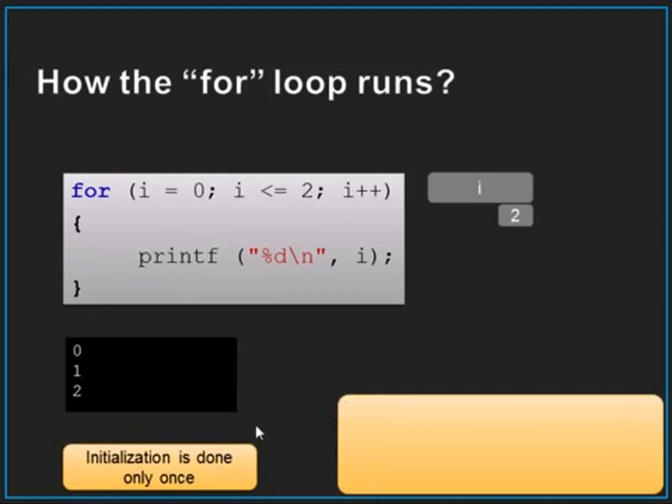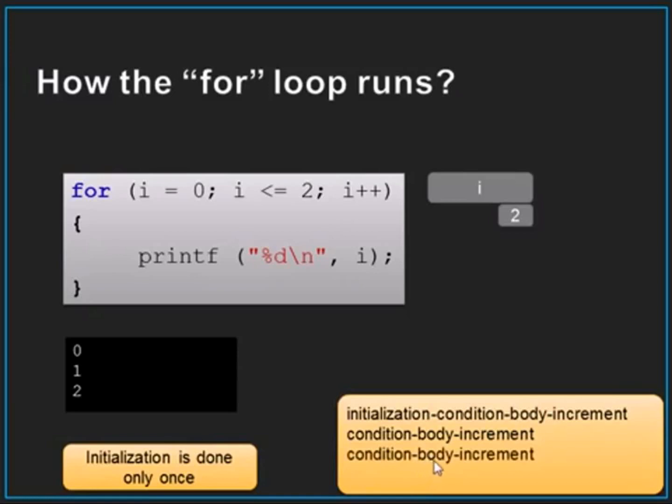So it goes like this. Whenever the loop is executed for the first time, we follow this pattern: initialization, then condition, then the body, and then increment. When it comes back to execute for the second time, it's only condition, body and increment. This is the pattern, and this pattern follows until the loop terminates.